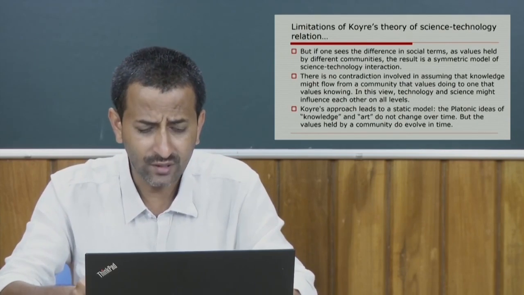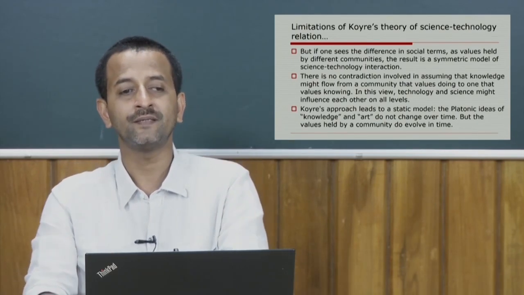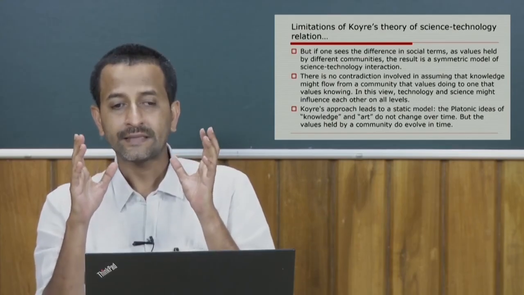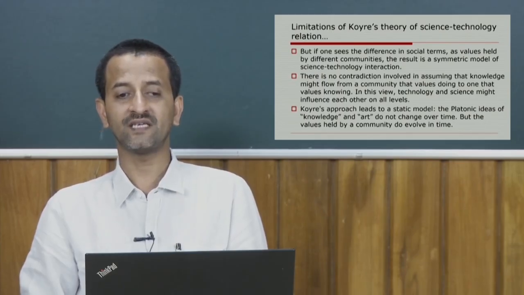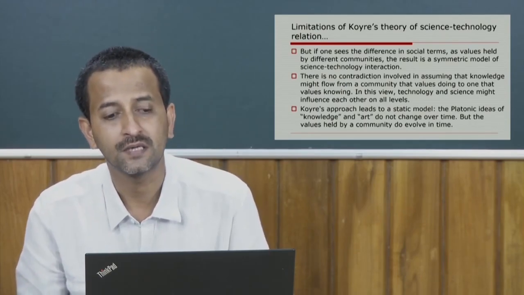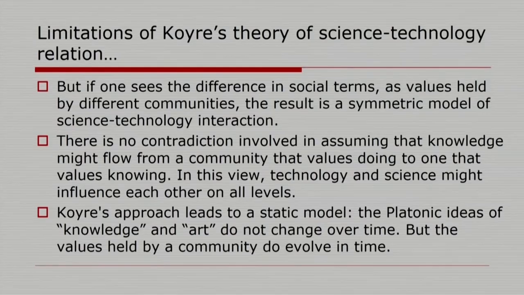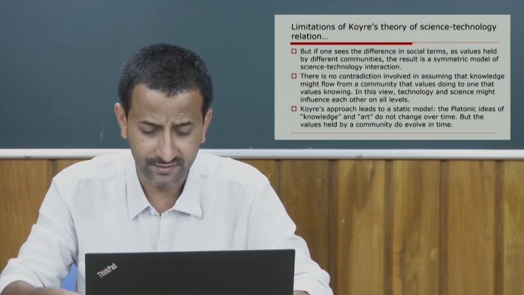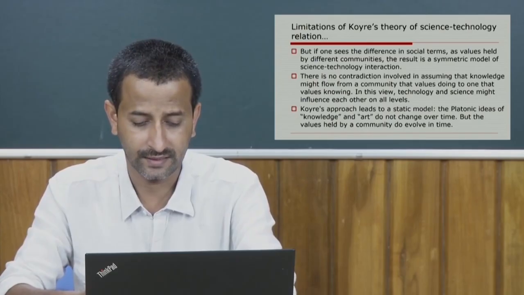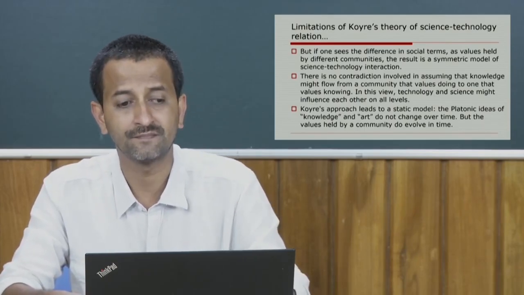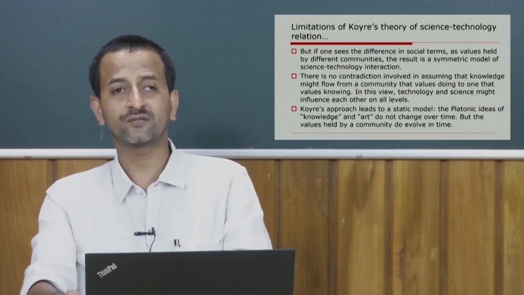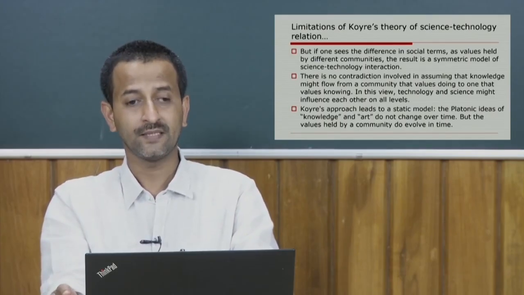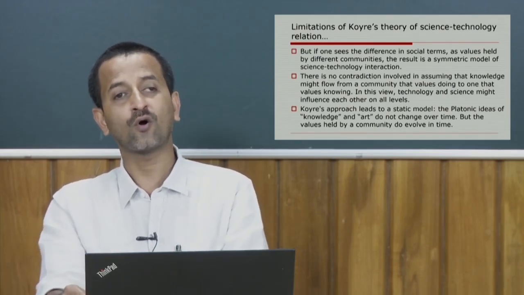But if one sees the difference in social terms, as values held by different communities, the result is a symmetric model of science-technology interaction. There is no contradiction involved in assuming that knowledge might flow from a community that values doing to one that values knowing. In this way, technology and science might influence each other on all levels. We just cannot say that science is superior to technology or technology is superior to science.